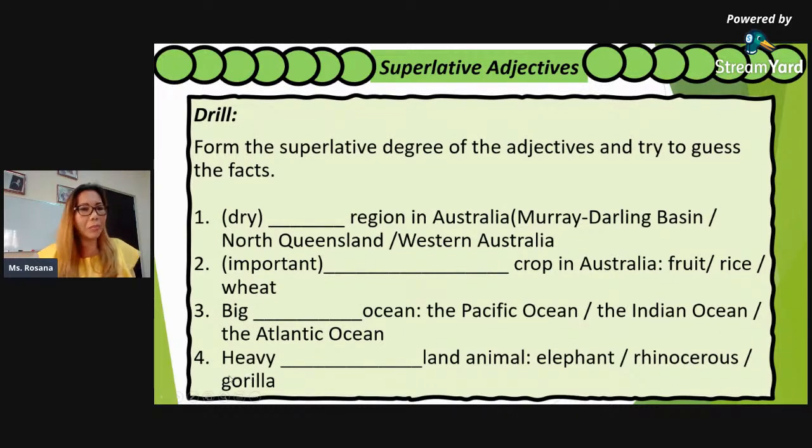Okay. And then number 4, heavy. What is the superlative degree of heavy? Now, earlier I told you that when the adjective ends in y, what do we do? Okay, you've got to form it by yourself. Heavy land animal. What is the answer? Is it elephant? Is it rhinoceros? Or is it gorilla? Okay? Now, these are easy questions for you, and you can answer them very quickly.